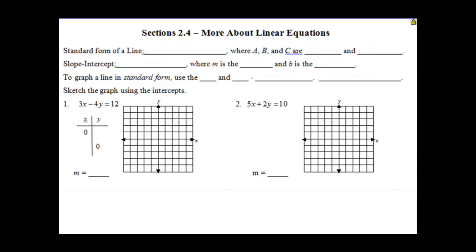Hi, Algebra 2. We're going to get right into more about linear equations. This is section 2.4. It is broken up into 3 parts, so make sure we watch all 3 parts.